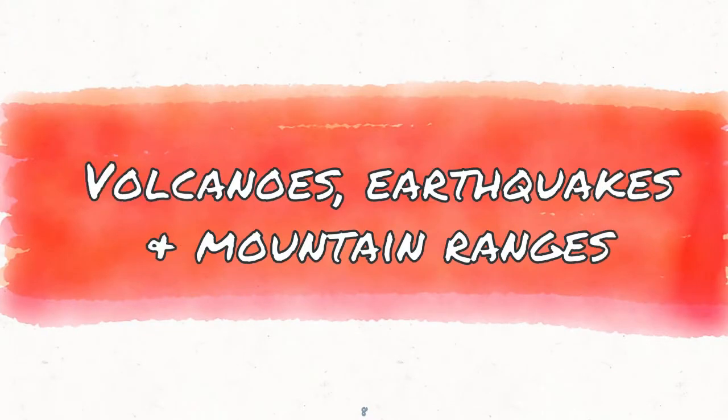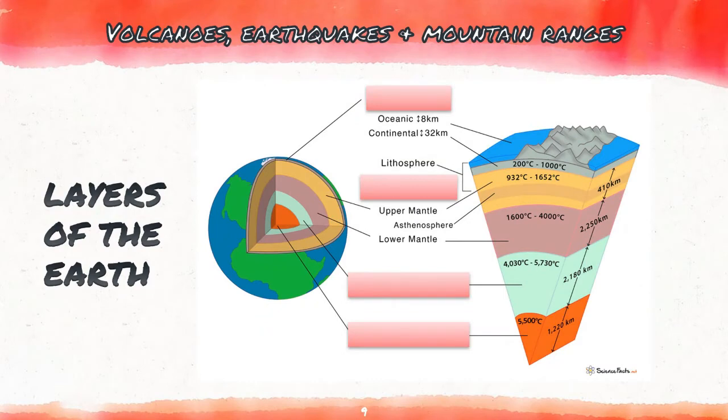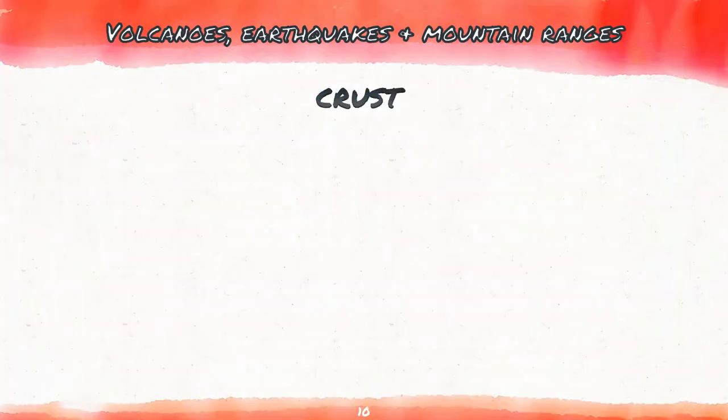Now let us proceed with our main topic, which is volcanoes, earthquakes, and mountain ranges. As you can see in the illustration, it shows the layers of the Earth. If we're going to recall, this includes the crust, which is the outermost layer, the mantle, the second layer, which is considered to be the thickest one. We have the outer core, or the liquid core, and the inner core, or what we call the solid core. Let us discuss them one by one.